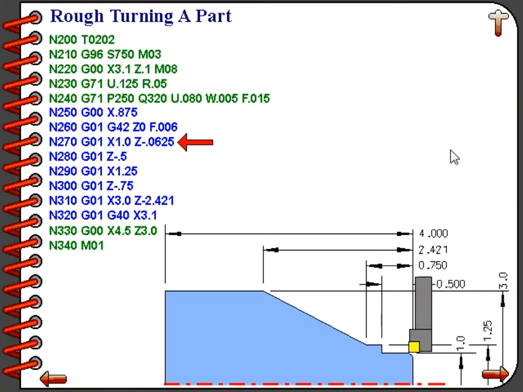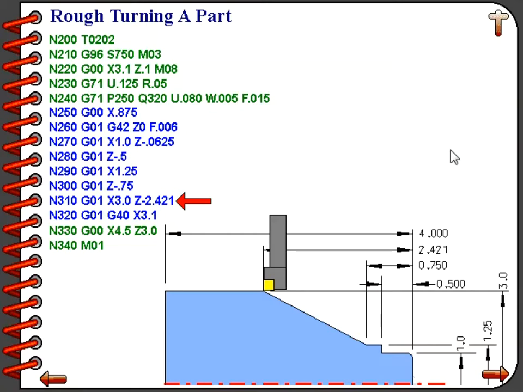Line number 280, still in linear interpolation mode as specified by the G01 command, will turn the 1 inch diameter and end our tool at a Z minus 0.5 dimension. Line number 290 back faces up that small shoulder and ends the tool at a diameter of 1.25 inches. Line number 300 will feed the tool along the diameter and stop it at Z minus 0.75 inches. Line number 310 will take the tool and cut along that long tapered surface, leaving the tool at a 3 inch diameter and a Z position of minus 2.421.